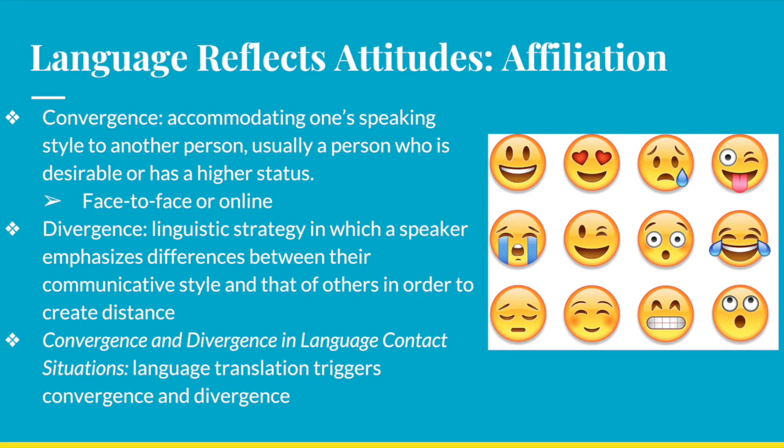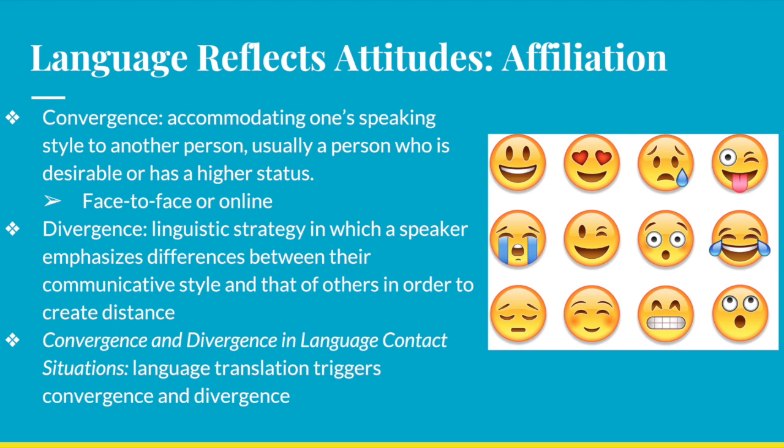The next theme is affiliation. Language can be a way of building and demonstrating solidarity with others. We change the way we talk and present ourselves depending on our audience. Researchers define a linguistic accommodation as convergence, or changing one's speaking style to another person, usually who is desirable or has a higher status. We experience convergence both online and face-to-face. Examples of affiliation through technology are emojis and abbreviations.